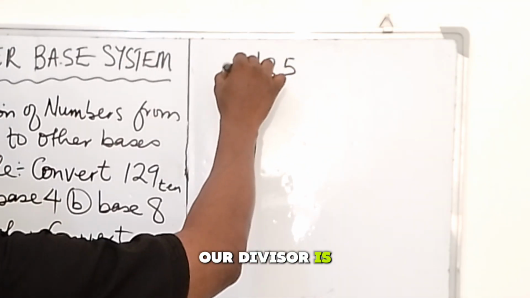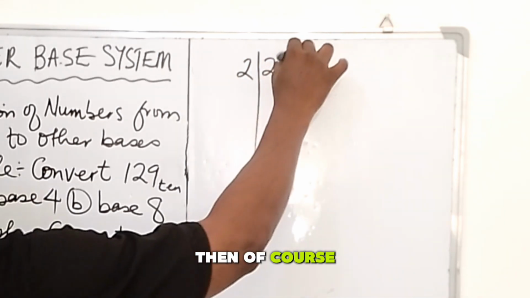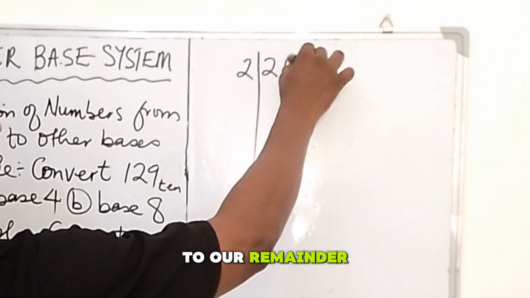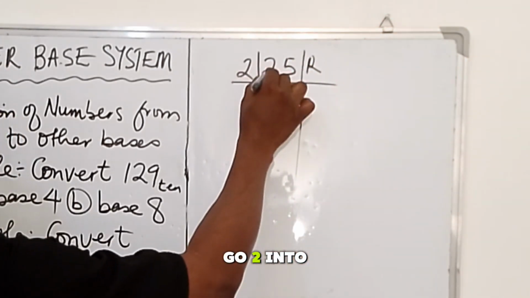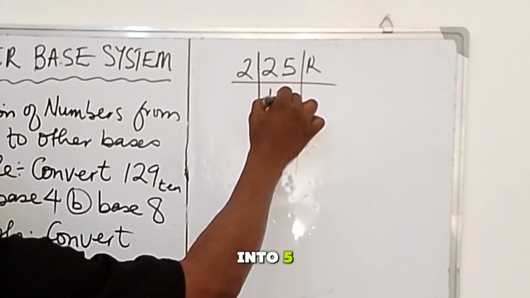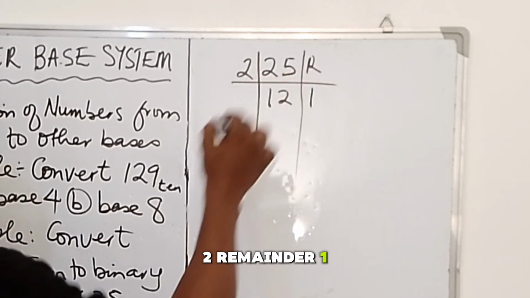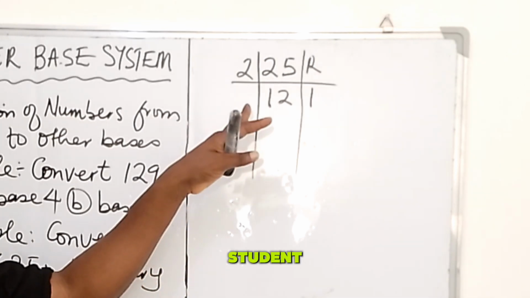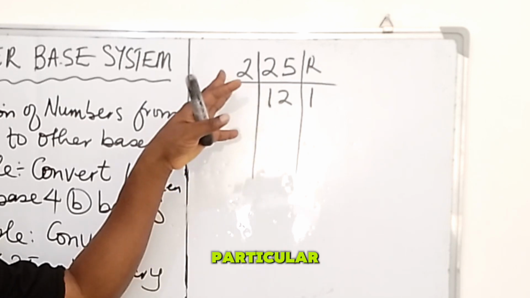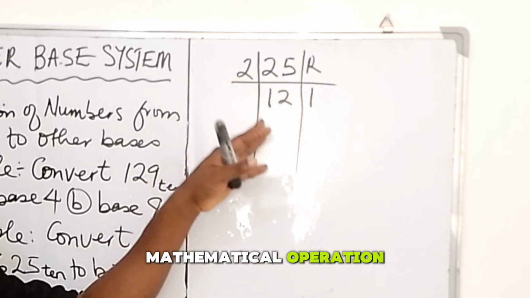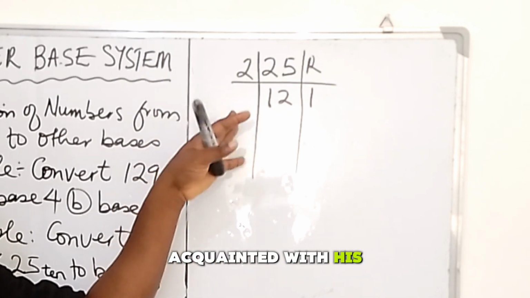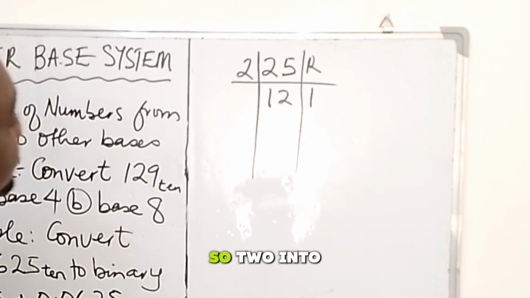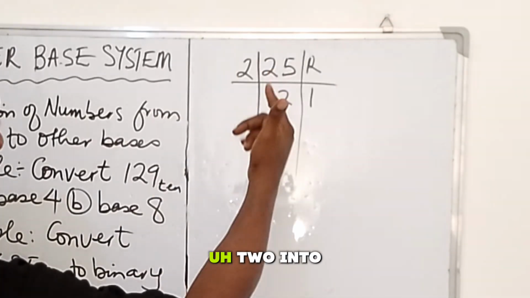So for our 25, which is a very familiar operation, that will be our 25. Our divisor is definitely 2. Then, of course, we give place to our what? Remainder. So here we go. 2 into 2, 1. 2 into 5, 2. Remainder 1. If you watch, all what I'm doing is because I'm acquainted with my times table. That's why I insist that any student doing this particular mathematical operation should be very acquainted with his times table.